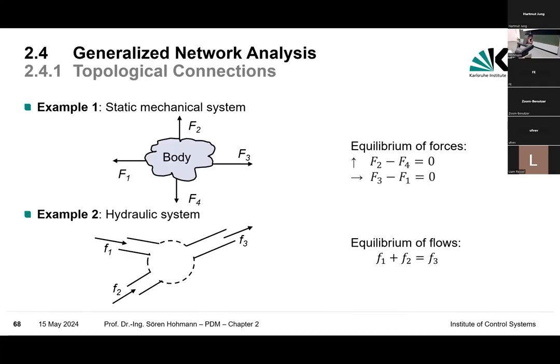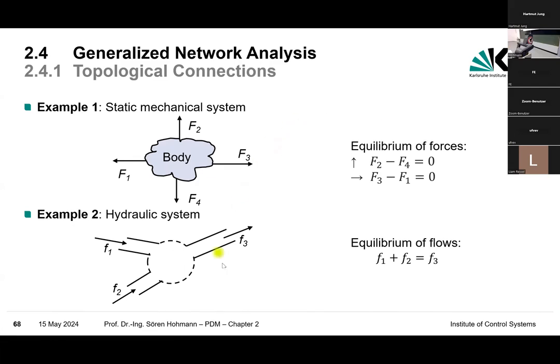Okay, so first, topological connections. The first thing which is perhaps interesting: if you have a body and you apply certain forces, you know the equilibrium of force law, which means that F2 minus F4 is equal to 0 and F3 minus F1 is equal to 0. So everything sums up. So the sum of flows on a body is equal to 0. To make it precise, the sum of flows is equal to 0, something you know as Kirchhoff's current law, right?